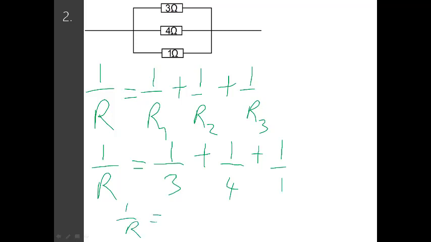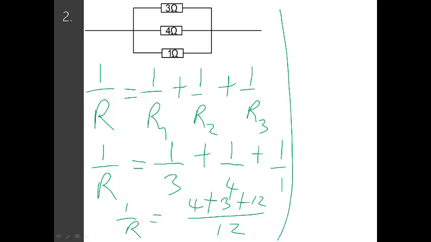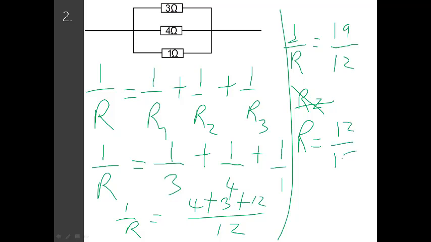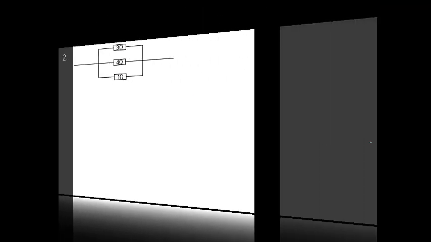1 over R is equal to, LCM is 12. 12 divided by 3 is 4 times 1 is 4, plus 12 divided by 4 is 3 times 1, you get 3, plus 12 divided by 1 times 1, so you get 12. When you add all together, you're going to end up with 1 over R is equal to 12 plus 7, that's 19 over 12. Therefore, I just get the reciprocal: R is equal to 12 over 19 ohms. You can get that in decimal points.